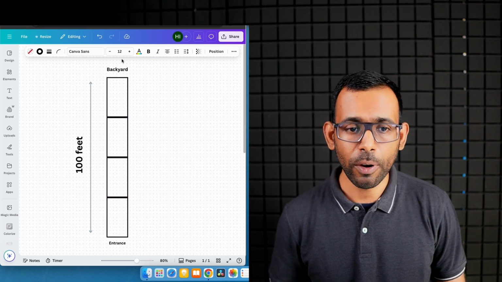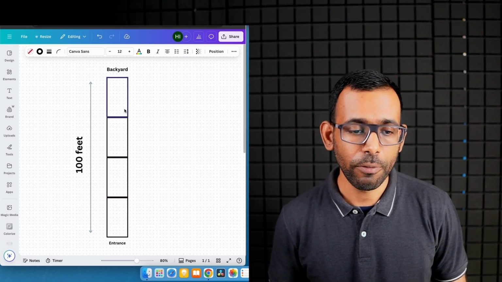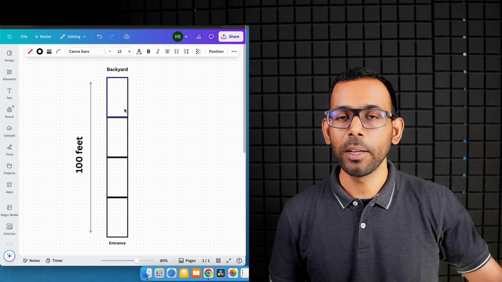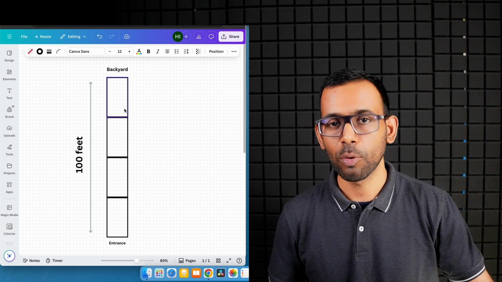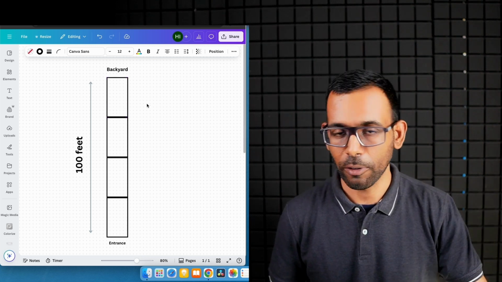So let's say I have to go from end to end, they have to walk for 100 feet. So imagine the amount of time that it takes from going from one room to the next room, going from one end of the house to the next end of the house.